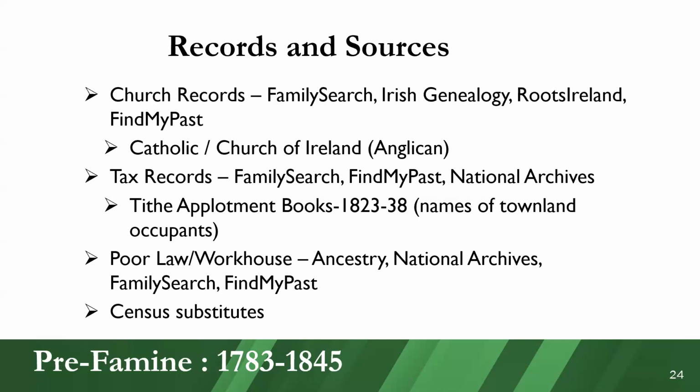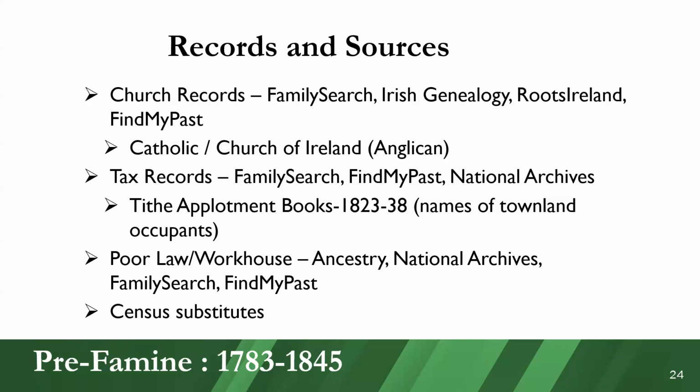So you will start to see a lot more Catholic registers. So if your ancestors are Roman Catholic, check Family Search, check the Irish Genealogy website, Find My Past and Roots Ireland. Not only for Catholic, but maybe your ancestors were Anglican. You can always check that for them as well. Tax records, always the usual suspects. The tithe allotment books will give you the list of townland occupants. They'll give you the head of the household as opposed to the entire family, but they will tell you the families who were living in the townland at the time.